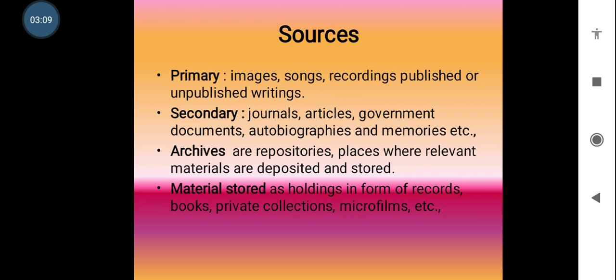The next one is secondary: journals, articles, government documents, autobiographies and memoirs. So we get from secondary sources when we refer to journals, articles, or websites; all these come under secondary sources. Then archives or repositories, places where relevant materials are deposited and stored. Then materials stored as holdings in the form of records, books, private collections and microfilms, etc. So these are the sources from which we collect data for the historical method.